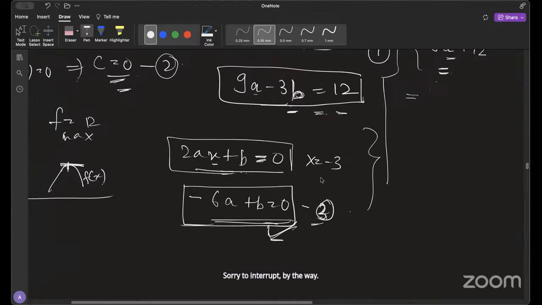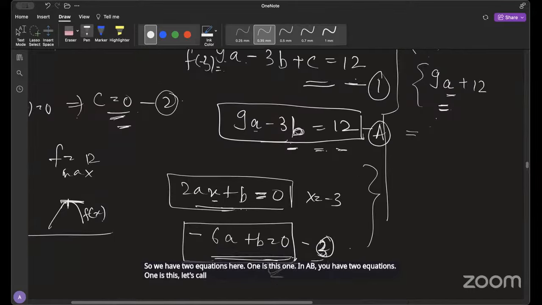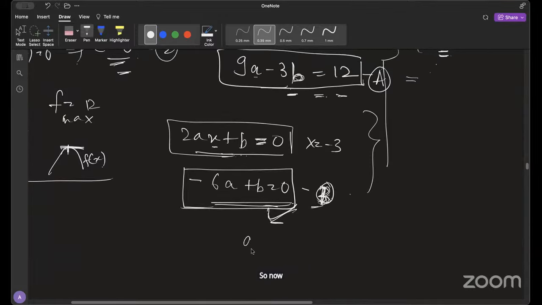So we have two equations here. One is this, let's call it A, and this one, let's call it B. So now you have two equations: 9a minus 3b equals 12 and minus 6a plus b equals 0. Is everyone clear with this equation? How do we get this equation?